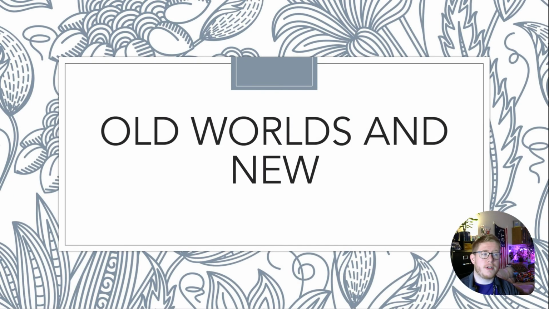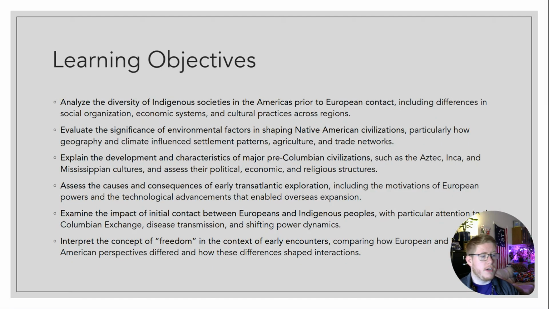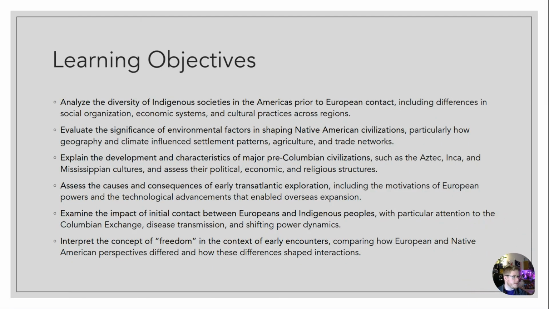So our first chapter is Old Worlds and New. A lot of this is going to be looking at pre-English contact in North America. So our learning objectives, and allow me to just reduce the size of my bubble real quick so we can see the learning objectives. We're going to analyze the diversity of indigenous societies in the Americas prior to European contact.